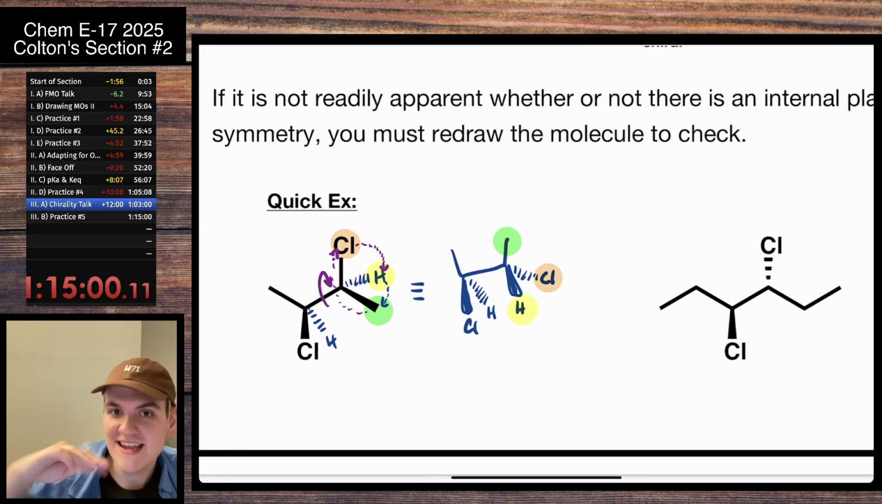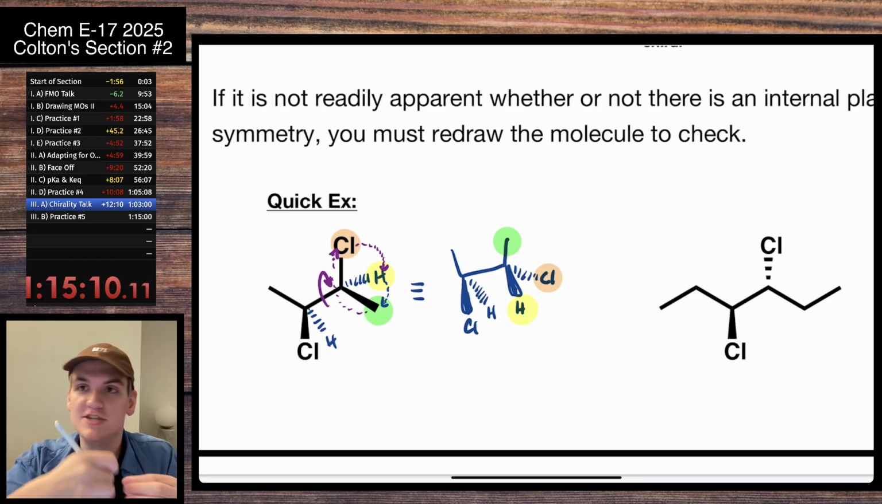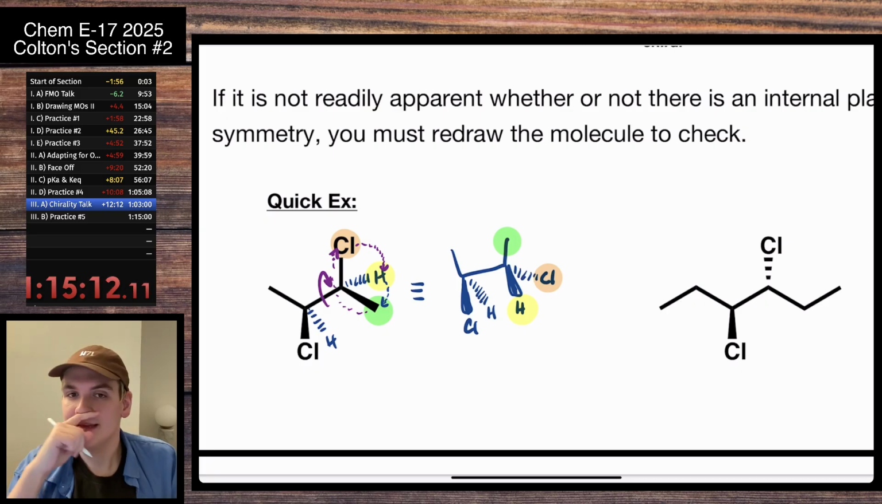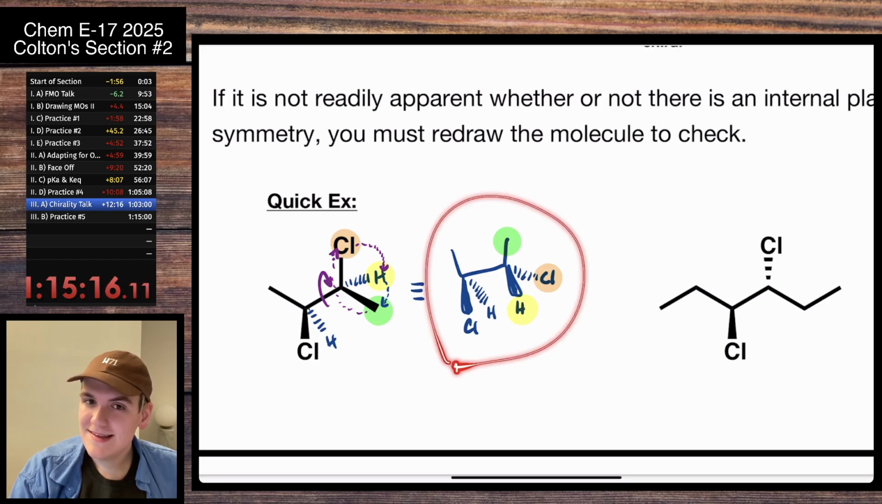And so this skill of being able to rotate around a single bond, I think it's a valuable skill to be working on, like just practicing drawing on your own. But it's also something that, if you build the model, you can literally just twist it and you'd be able to see immediately. So now, when I look at this, is it meso?